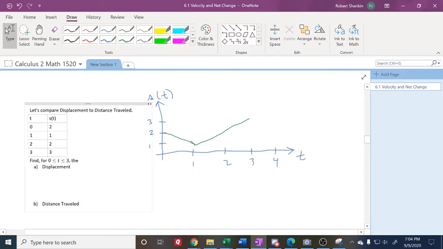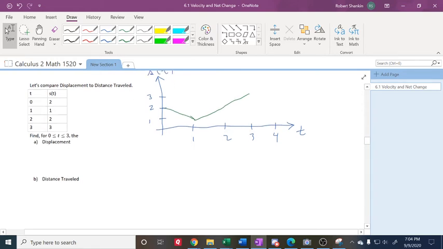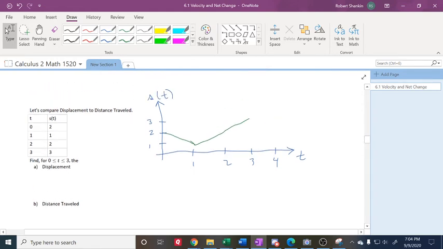So compare displacement to distance traveled. So here's a graph. You can see at time 0, s is 2. At time 1, your height is 1. At 2, you're 2. At 3, you're 3. Find, for t from 0 to 3, the displacement and the distance traveled for this situation.